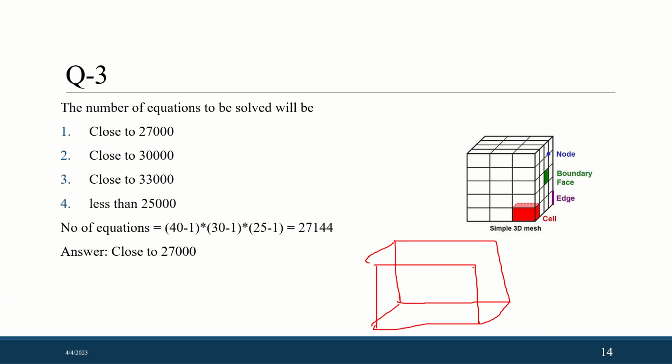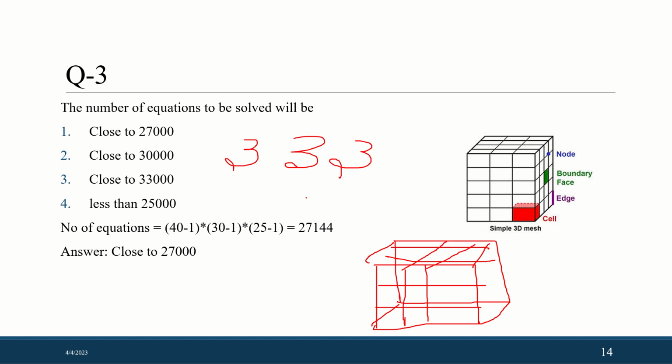We'll divide everything into three: 1, 2, 1, 2. Similar for that, and here also we are dividing it as 1, 2, 1, 2. Similar to this. So the number of cells is 3 cells in X, 3 cells in Y, and 3 cells in the Z.